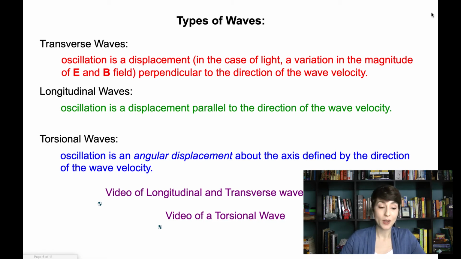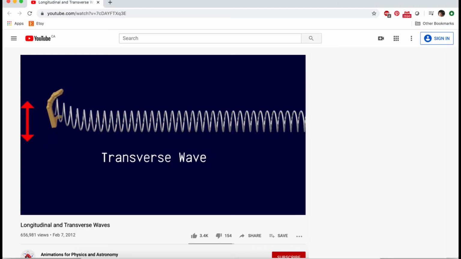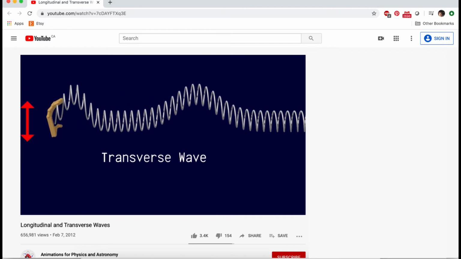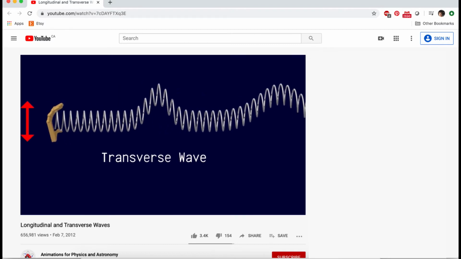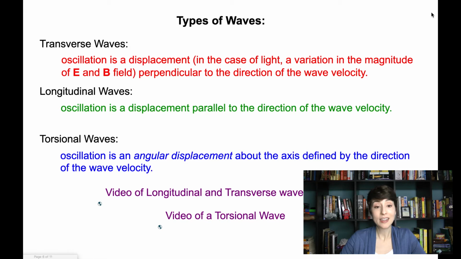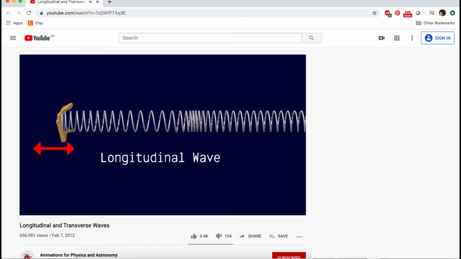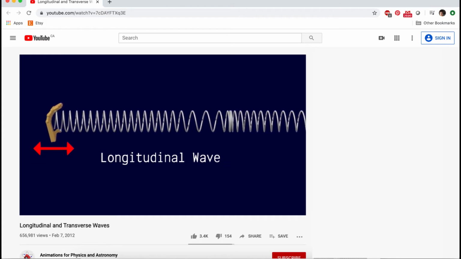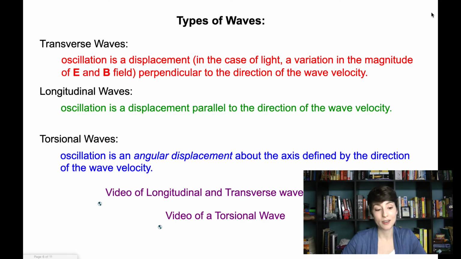In transverse waves, the oscillation is a displacement perpendicular to the direction that the wave is traveling, or the wave's velocity. In the case of light, we're talking about a variation in magnitude of electric and magnetic field. For longitudinal waves, which we're not talking about in this unit, the oscillation is a displacement that is parallel to the direction that the wave travels. A good example of a longitudinal wave is a sound wave.